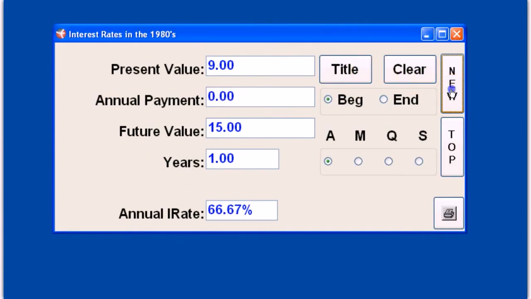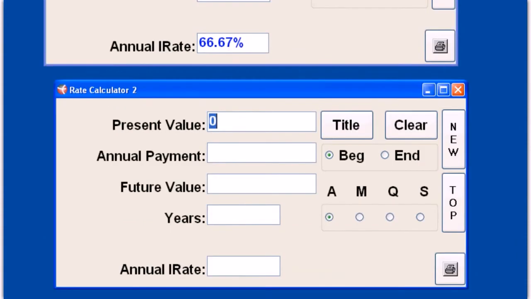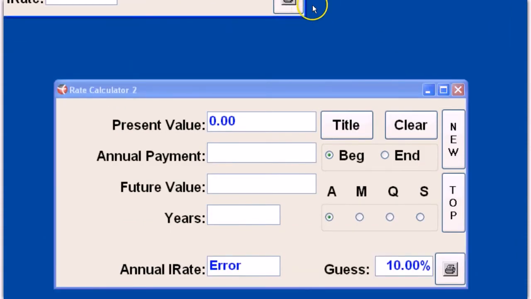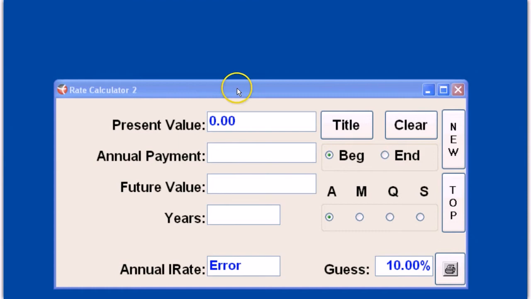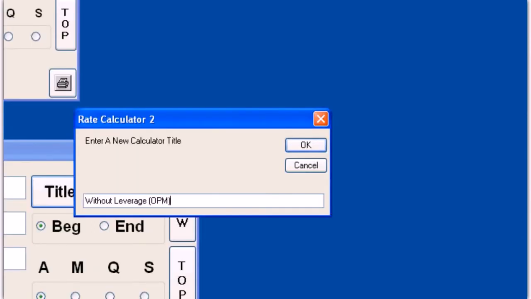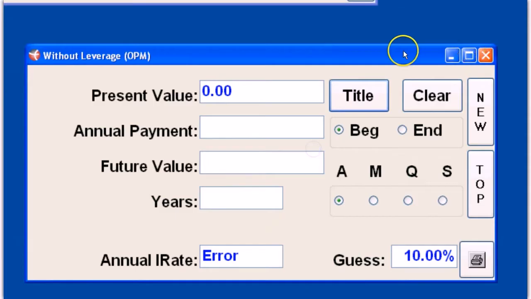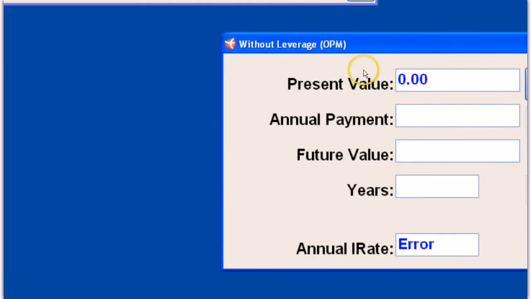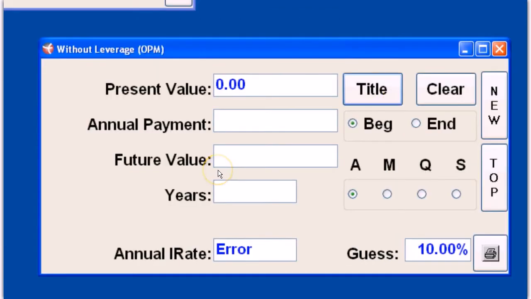So we're going to duplicate this calculator here. So there's the late 80s. And we'll call this one without leverage, other people's money. You see, one thing that it took me a while to understand, and many of us don't understand, is that leverage works in the same way in finance that it does in physics.